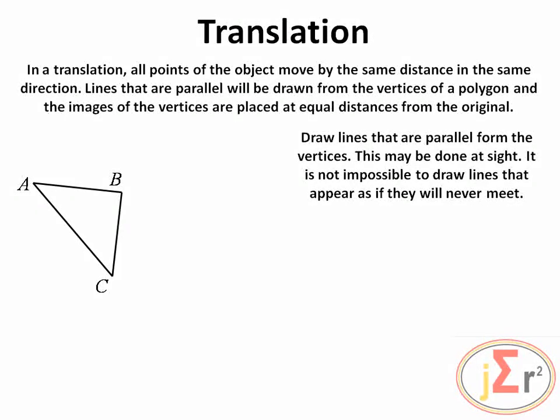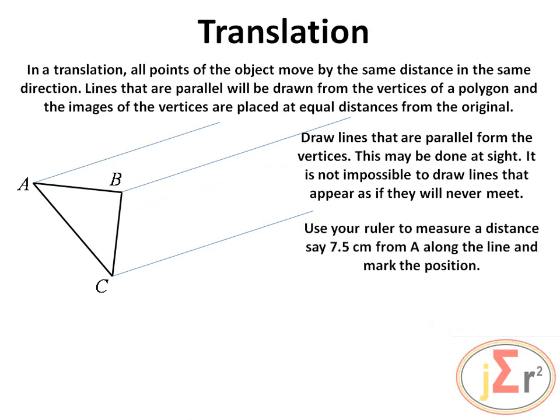Draw lines that are parallel from the vertices. This may be done at sight. It is not impossible to draw lines that appear as if they will never meet. So we are going to draw parallel lines going from the vertices like that. Use your ruler to measure a distance, say 7.5 centimeters from A along the line, and mark that position.